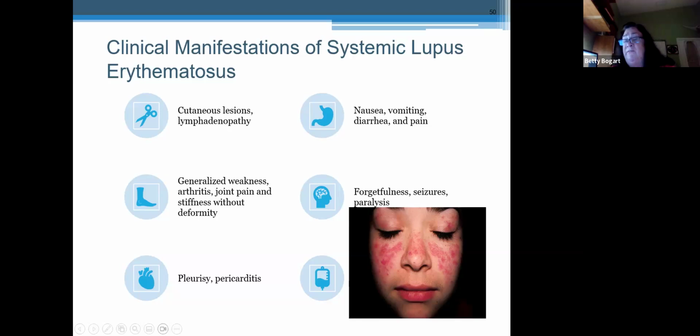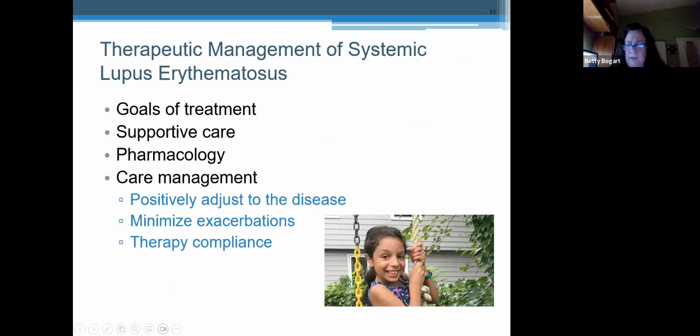Then it gets the nausea, vomiting, and then all of a sudden with lupus, it could go to the lungs, pleurisy, heart, pericarditis, goes to the brain, forgetfulness, and now seizures. And that's usually when we figure out what's going on with these children.